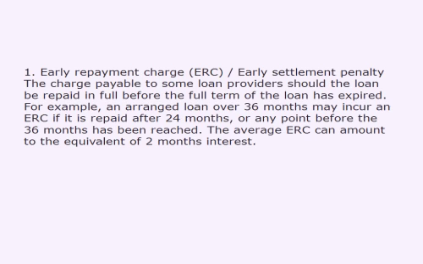1. Early repayment charge, ERC/early settlement penalty. The charge payable to some loan providers should the loan be repaid in full before the full term of the loan has expired. For example, an arranged loan over 36 months may incur an ERC if it is repaid after 24 months, or any point before the 36 months has been reached. The average ERC can amount to the equivalent of 2 months' interest.